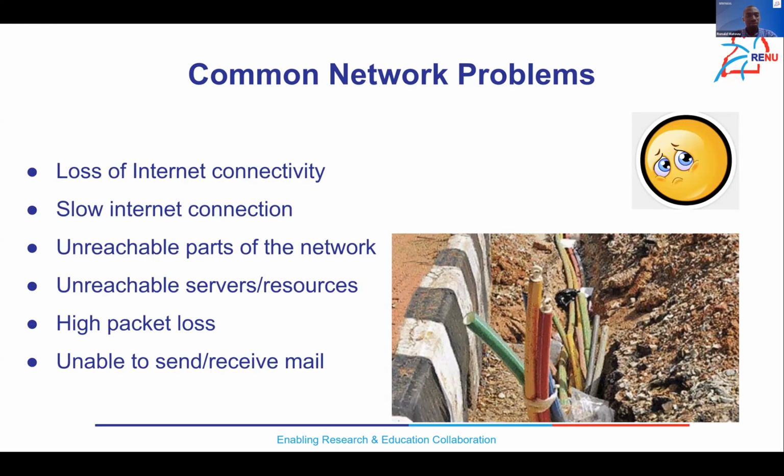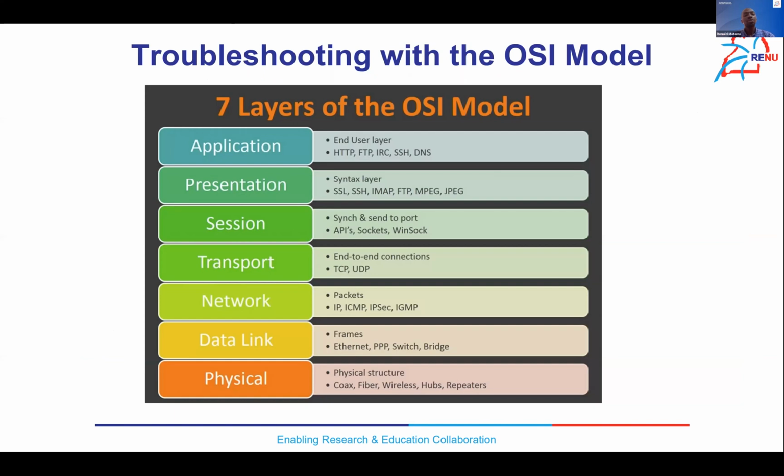So I've just listed a few here: loss of connectivity, including fiber breaks or equipment loss or power loss, high packet loss, unable to send mail, something like that. You can't reach services or servers, or even just a small part of your network. Now, as we do troubleshooting, we should never forget that troubleshooting is hierarchical. It is a step-by-step process, and it follows a particular order.